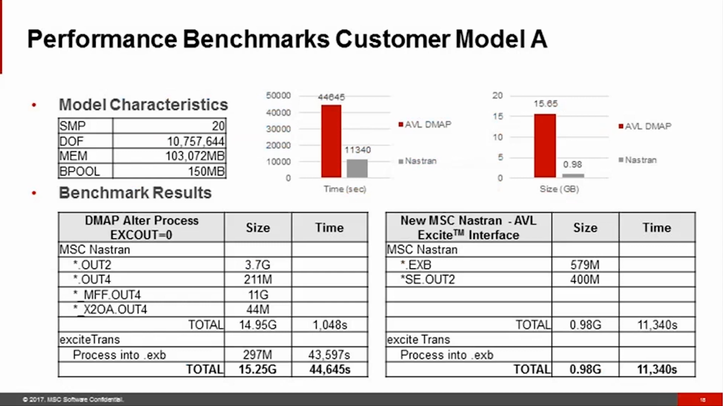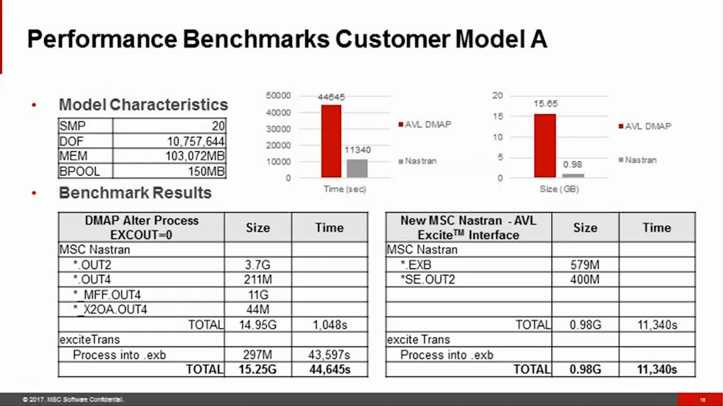And as you'll notice, we ran it with the old DMAP alter workflow and the new interface workflow. And as you can notice from the plots shown on this slide, for the total time that it took, it was about 3 times as fast. And the size of the files that were generated was about 15 times lower.